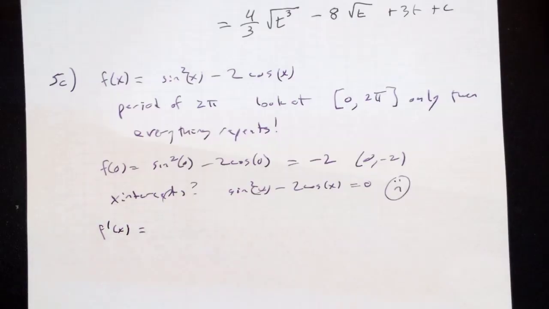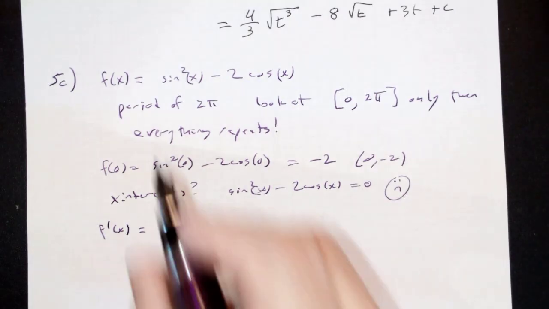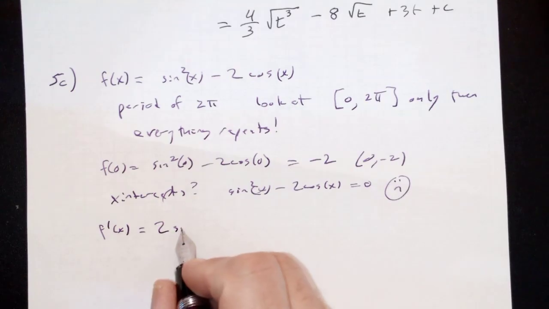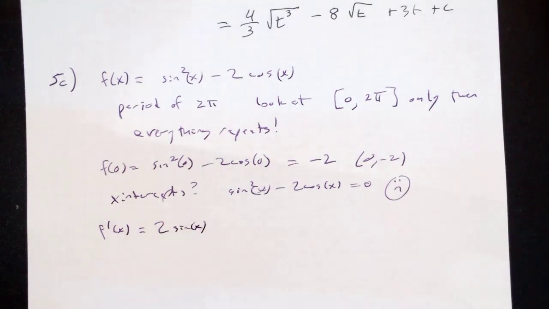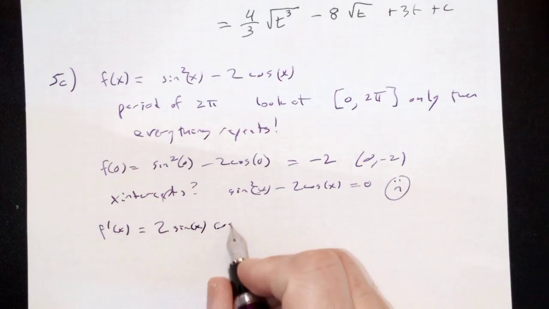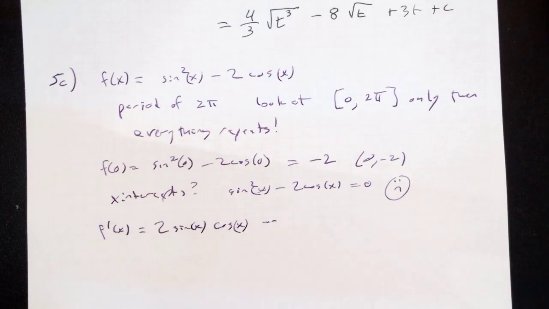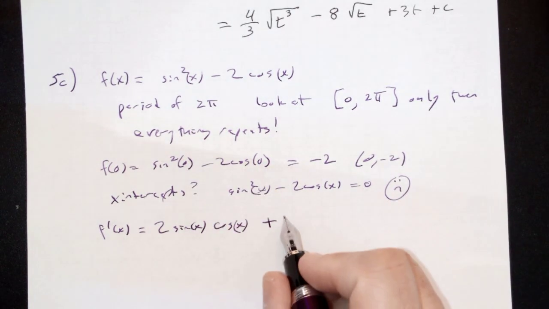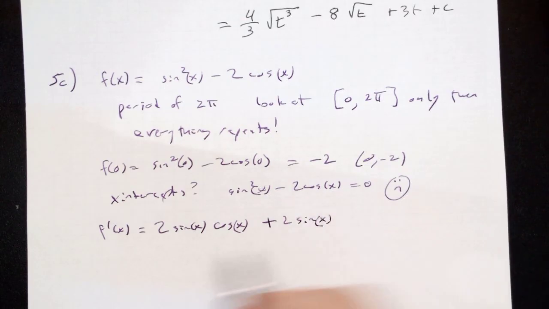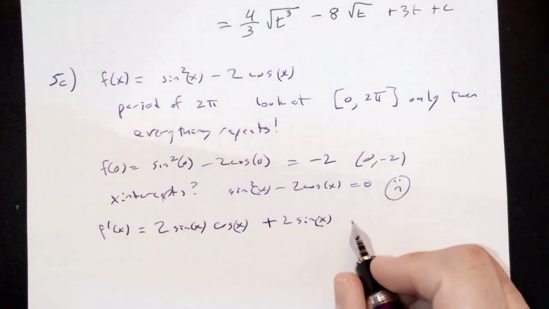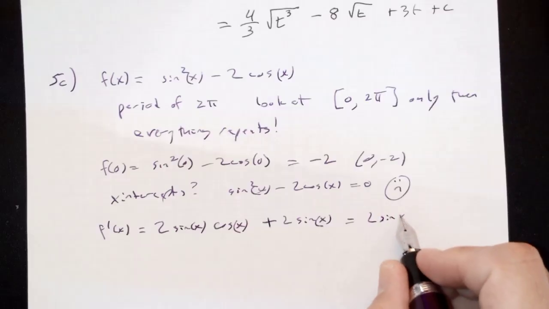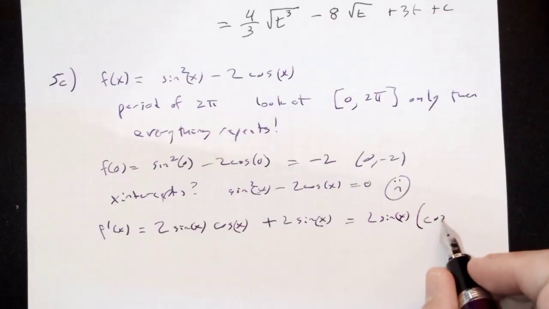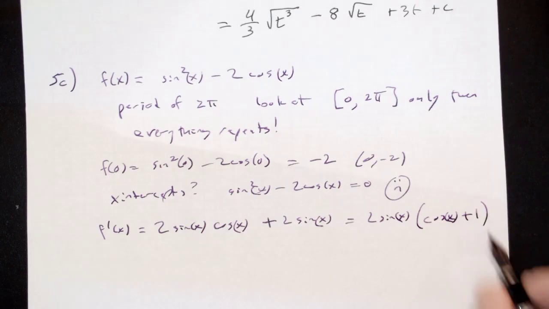f prime of x, chain rule, sine squared. The derivative of sine squared is 2 sine x, chain rule says, but wait, there's more, cosine x. Minus the derivative of cosine. There's a negative there, so it becomes plus 2 sine x. Hey, I've got a 2 sine x in both of those pieces. If I factor that out, I'm left with cosine x plus 1.